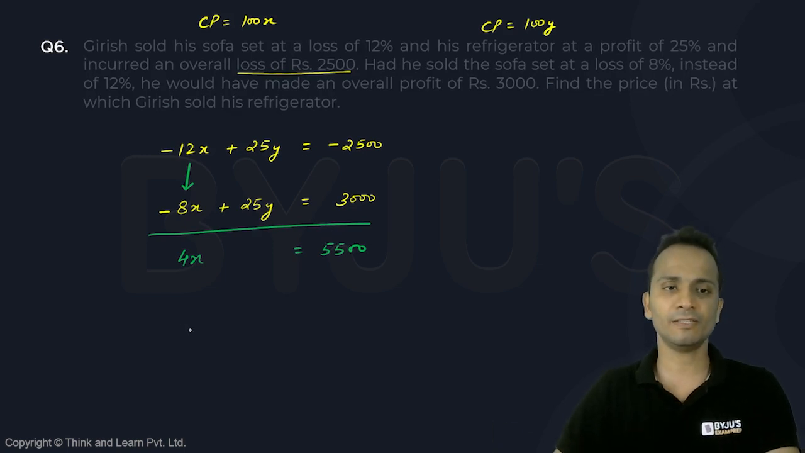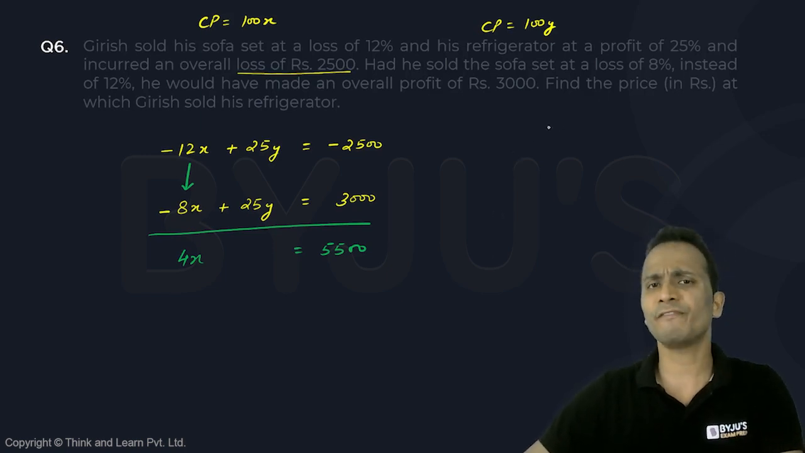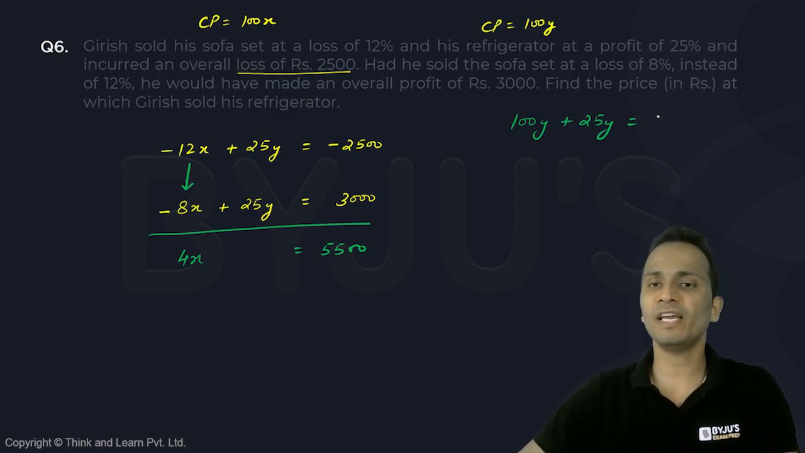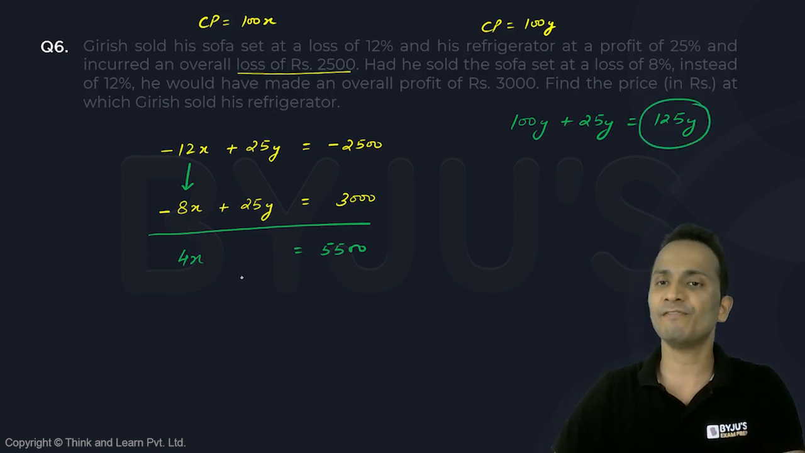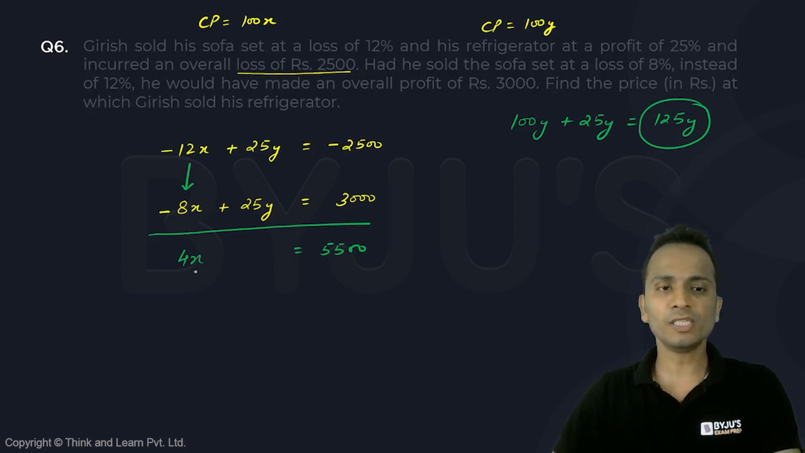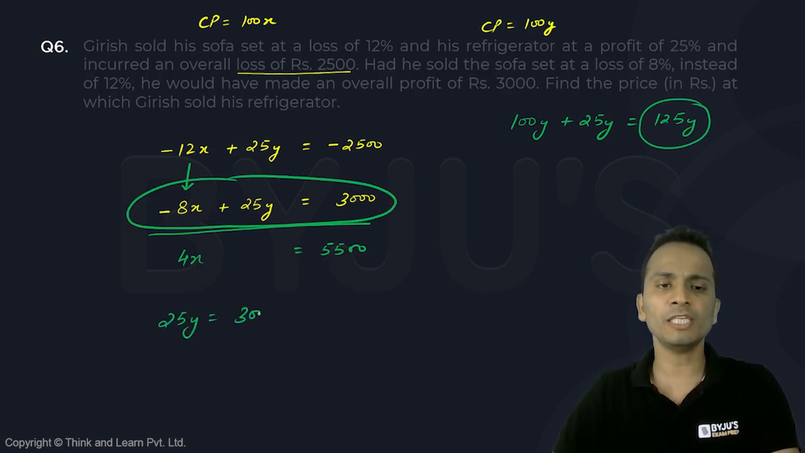Let's leave it aside. Now what they want is the price at which Girish sold the refrigerator. The cost price of the refrigerator is 100y, and he sold it at a profit of 25%, that means a profit of 25y. So the selling price of the refrigerator is 125y. So we'll have to calculate the value of 125y. Now I will consider this equation. Here the value of 25y will be equal to 3000 plus 8x.